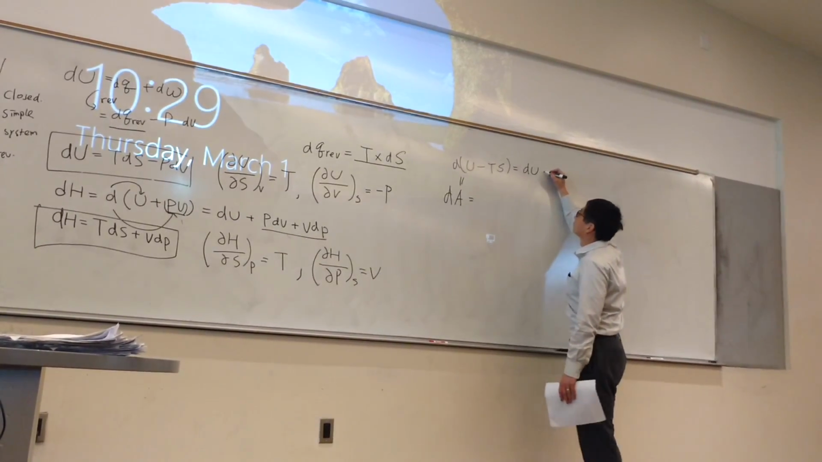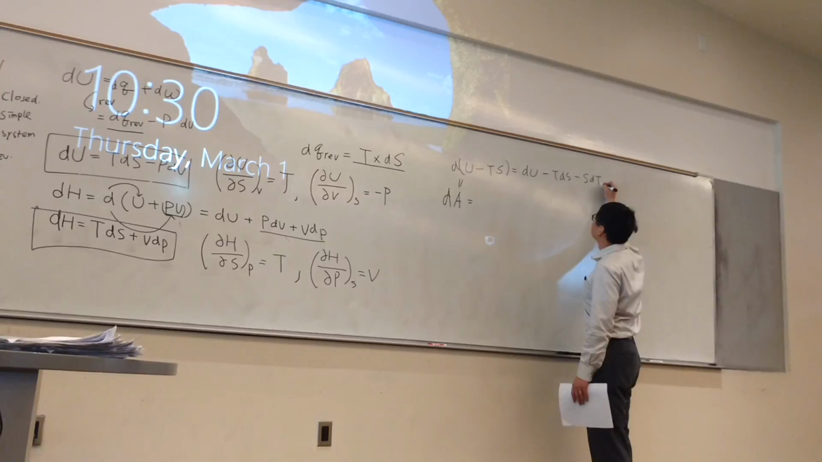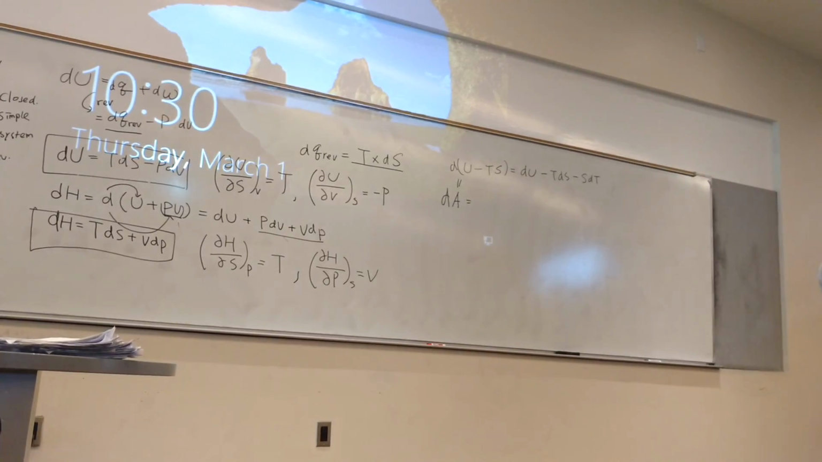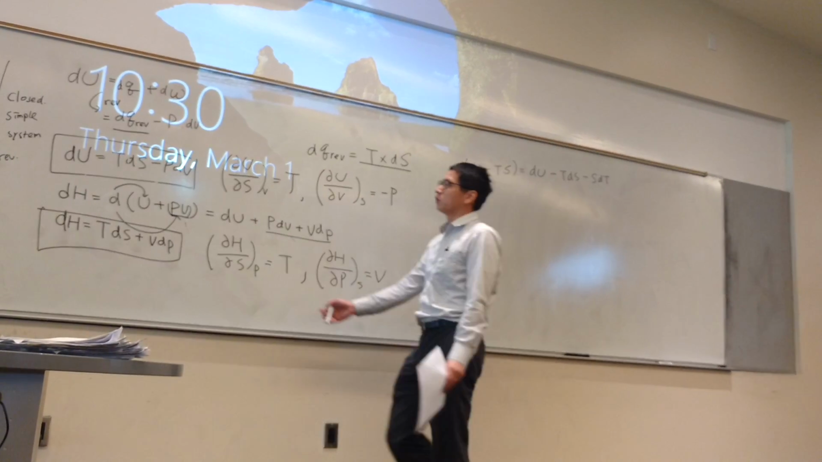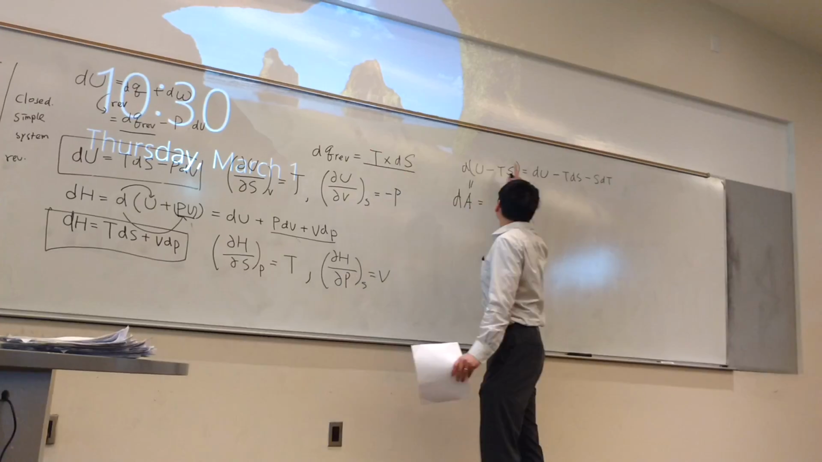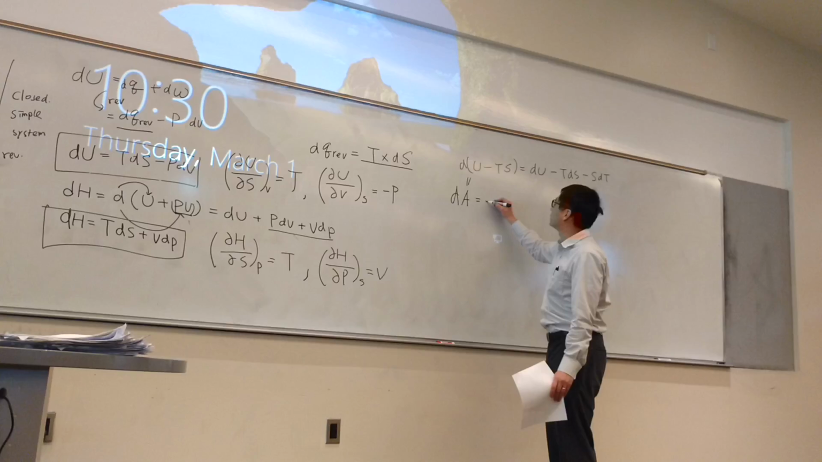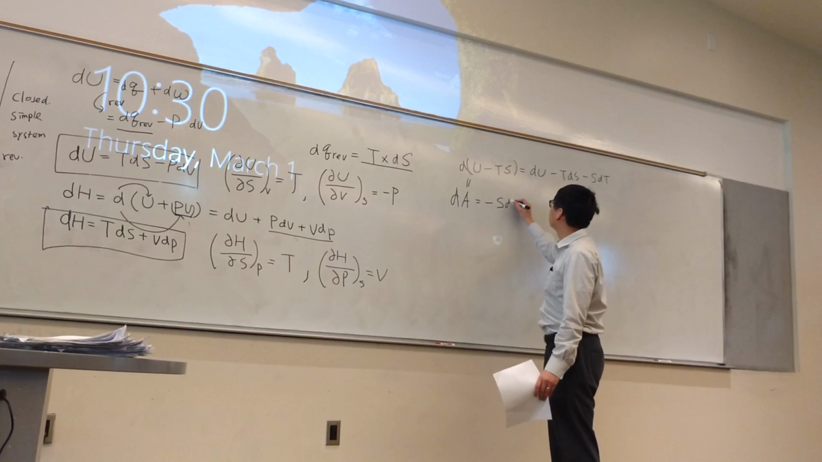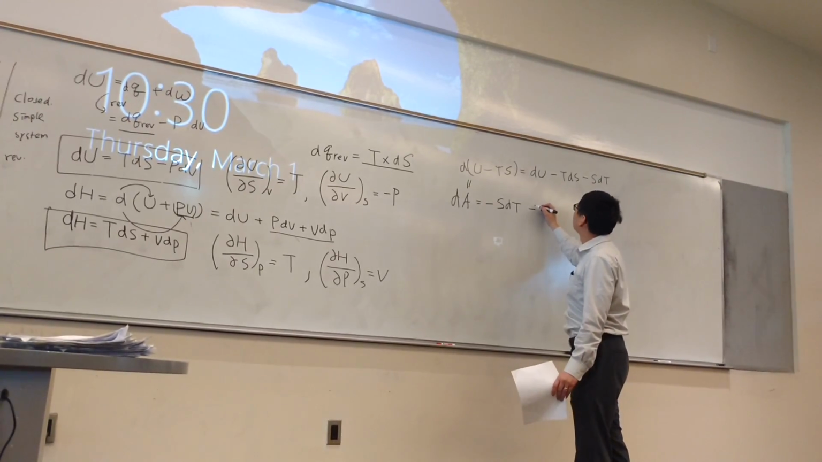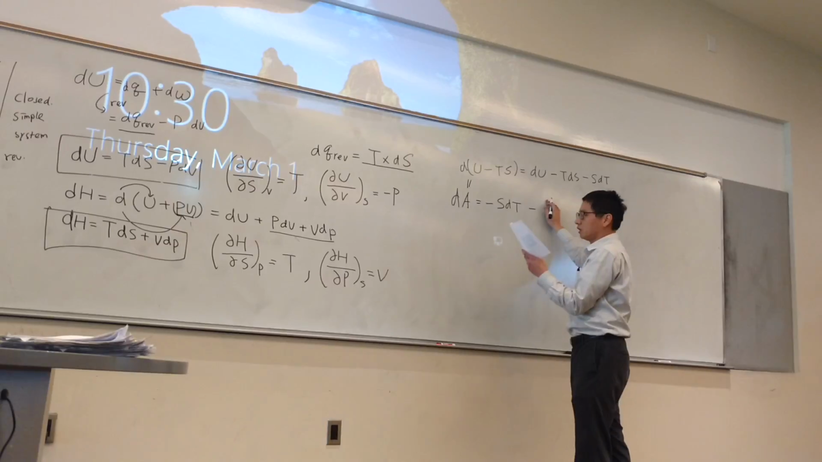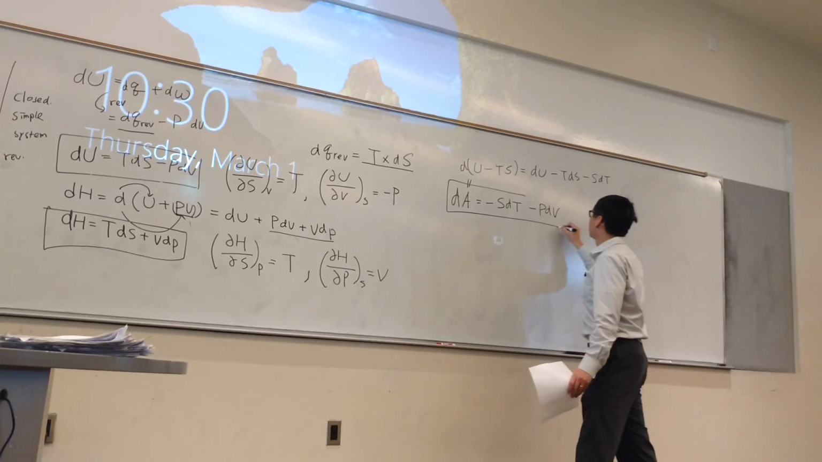So dA is going to equal dU minus TdS minus SdT. And you put your dU inside here, so TdS will cancel out. So you end up with dA is minus SdT minus PdV. So that's another equation.